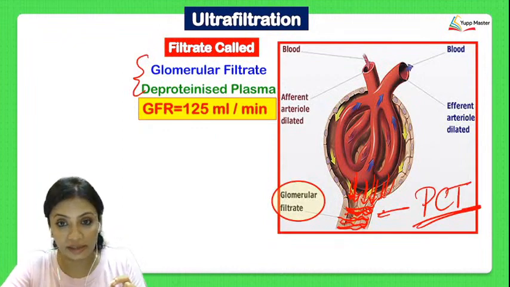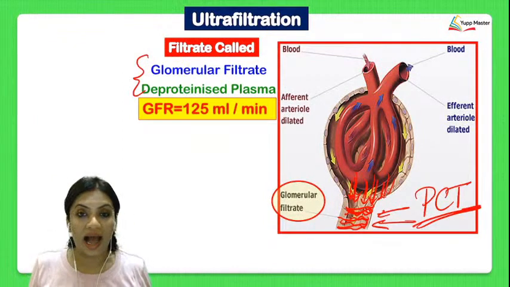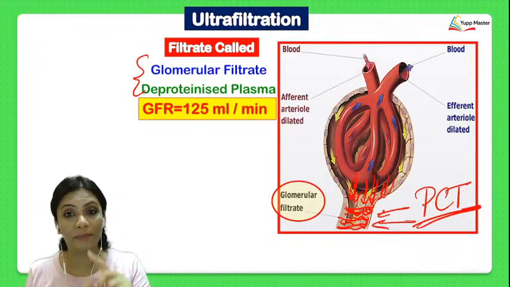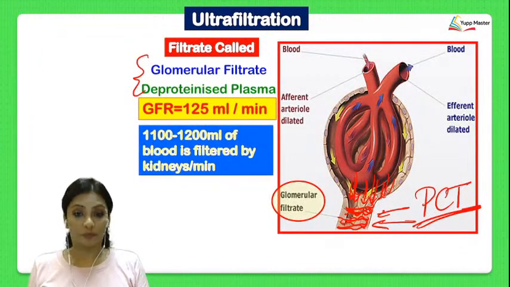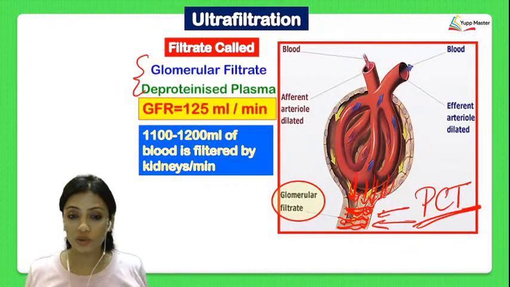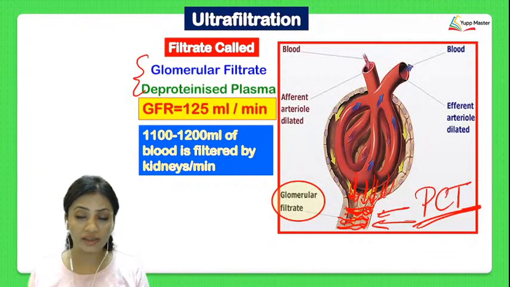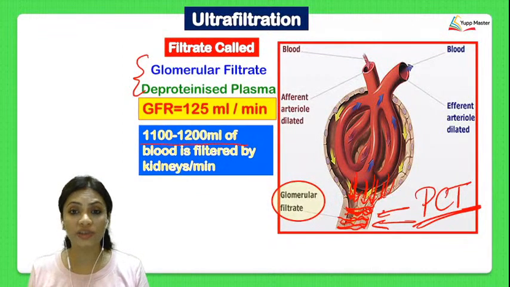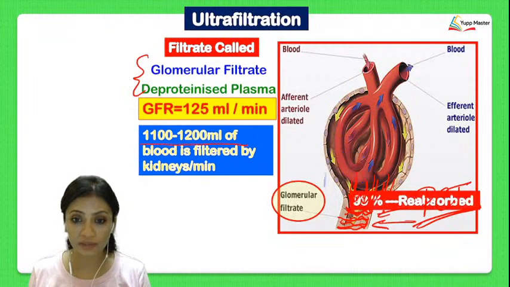So every minute in this PCT, how much filtrate is being collected? 125 ml per minute. Okay. So basically we see that out of the total blood in your body, around 1100 to 1200 ml of blood is being filtered by the kidneys per minute.